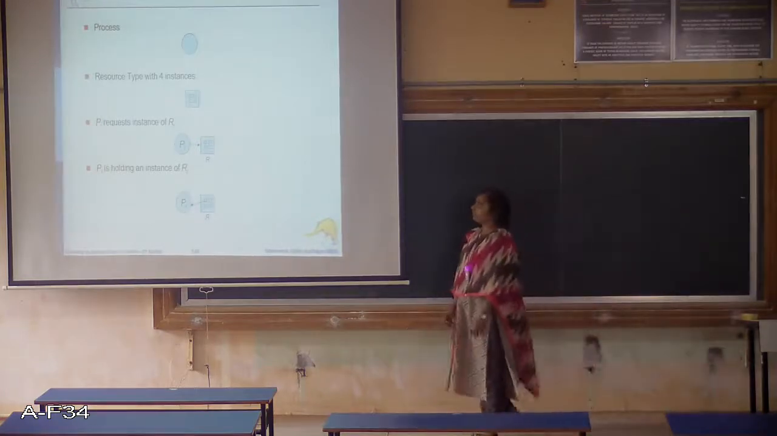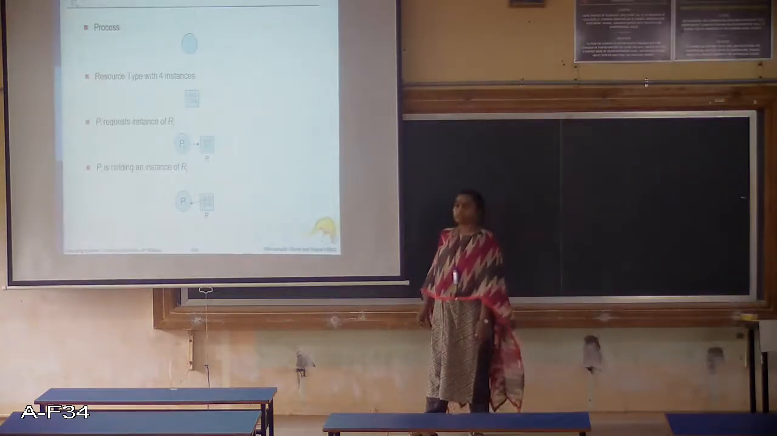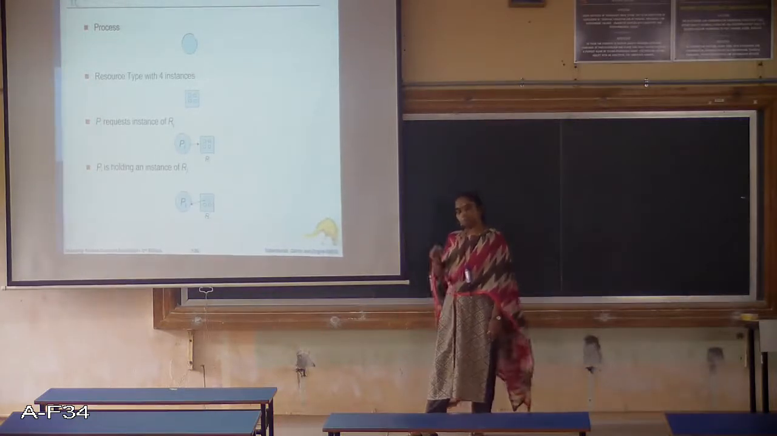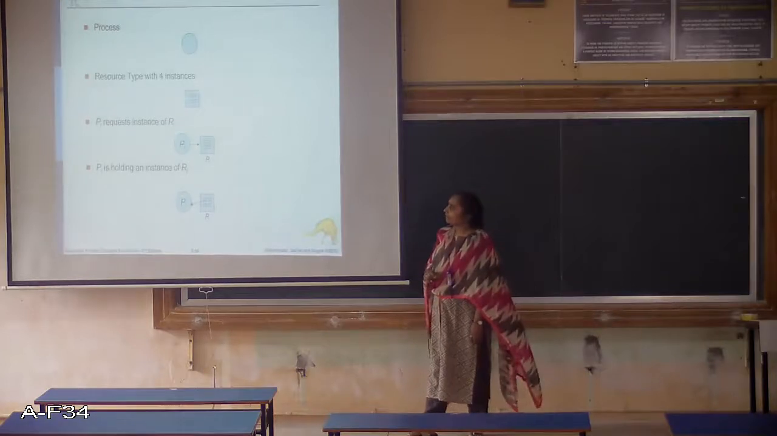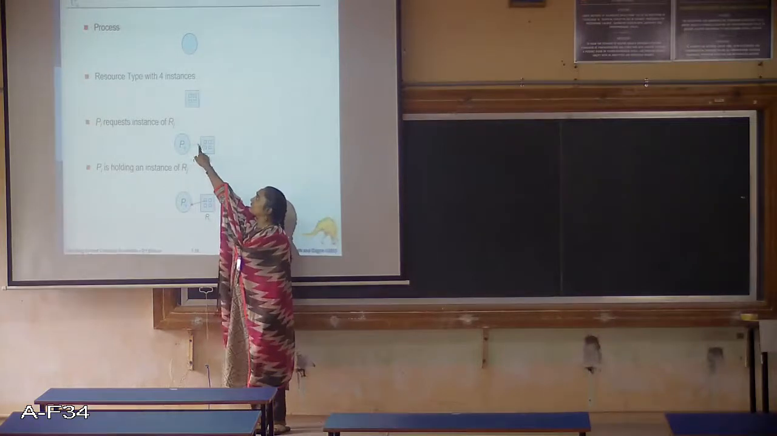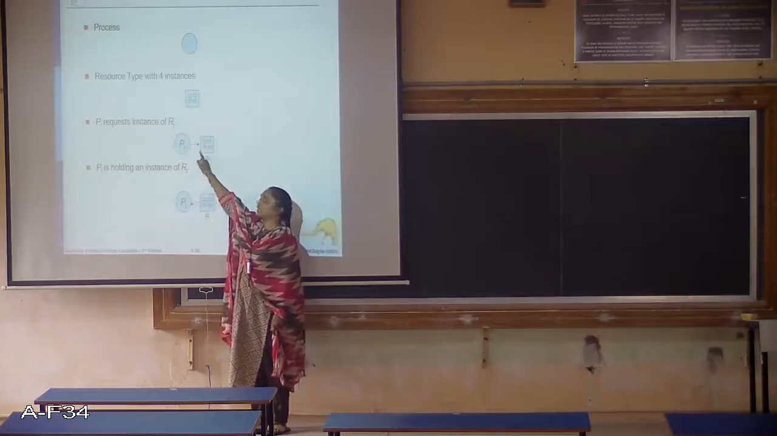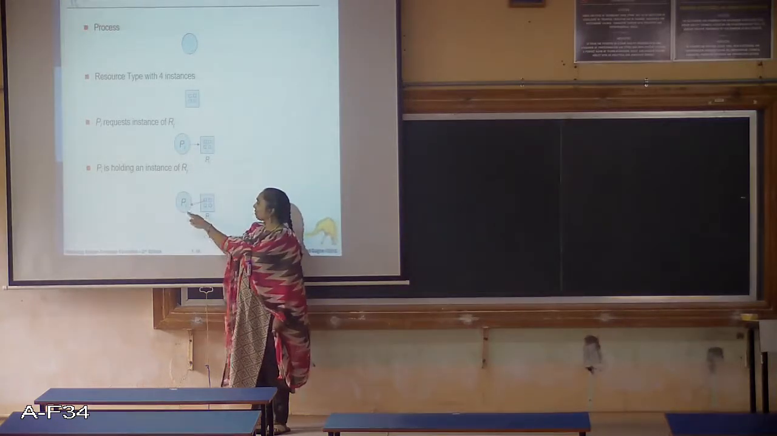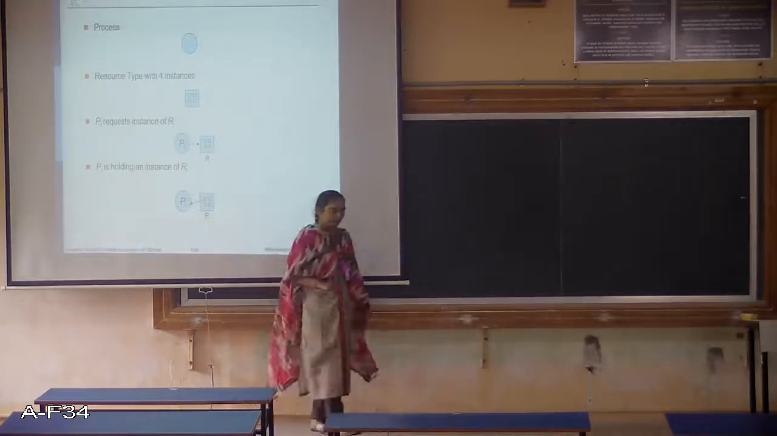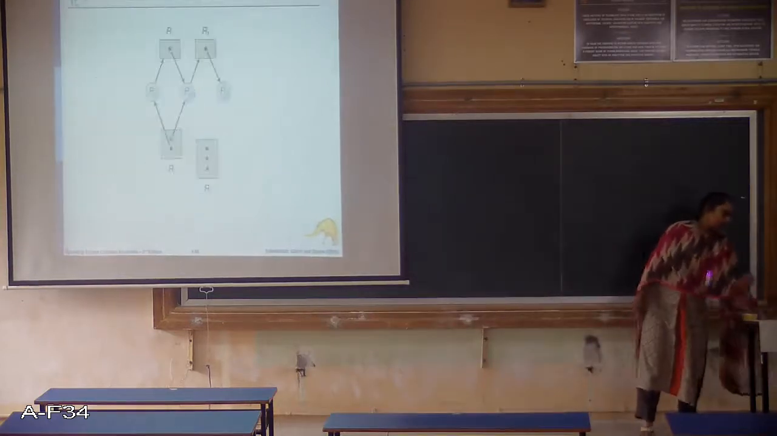The process is represented using a circle. Resource is represented using a rectangular box with instances indicated by dots in them or by a square box inside the rectangular box. And then we have the request edge. A request edge is from process to resource in this direction. If the arrow is towards the resource, that means it's a request edge. If the arrow is towards the process, it means that this resource is allocated to this process. So the direction of the arrow will indicate whether it is a request edge or an assignment edge.